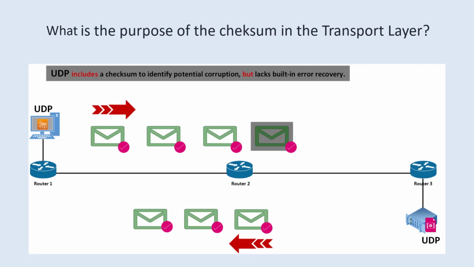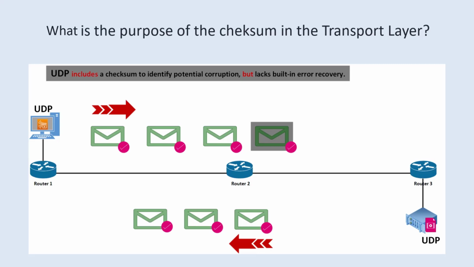You might be wondering, doesn't UDP skip error checking altogether? Okay, let me clarify. The purpose of the checksum is not to correct errors, but to identify potential corruption in the UDP packet during transit. If errors are detected, it's up to the application using UDP to decide how to handle them, since UDP does not have built-in error recovery mechanisms.